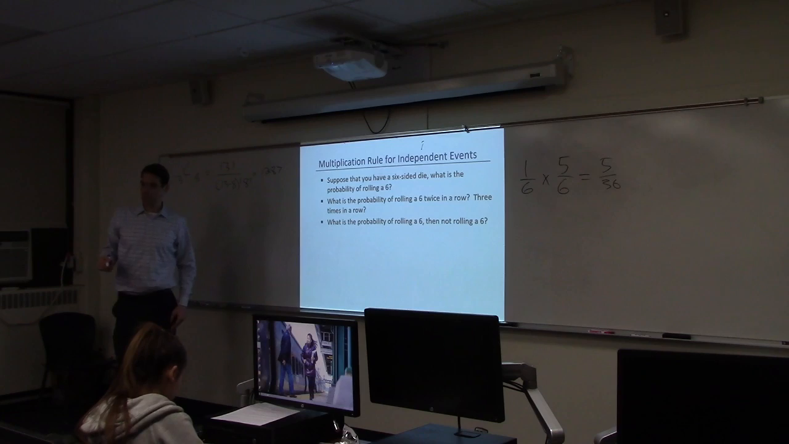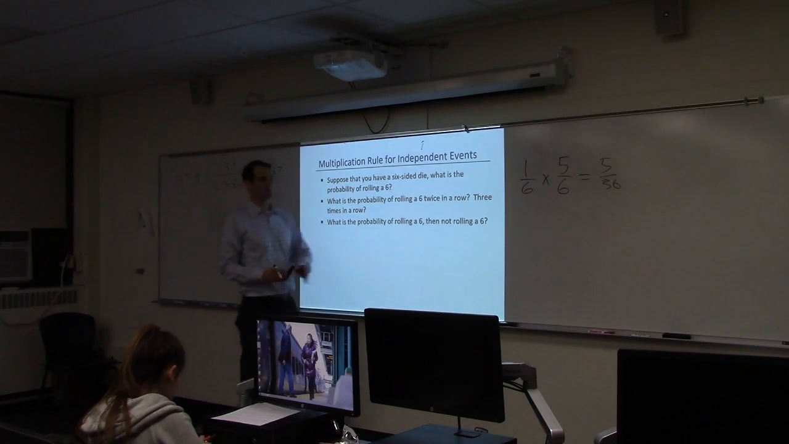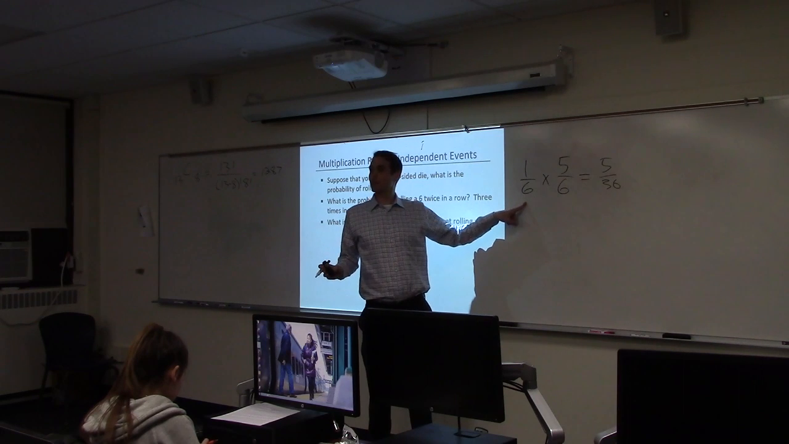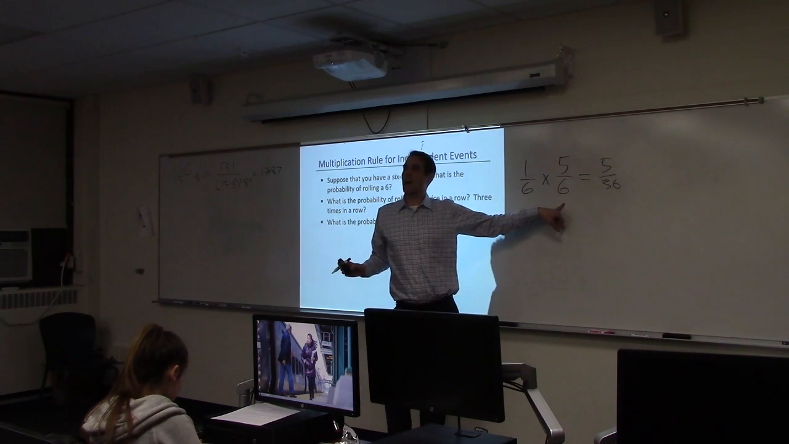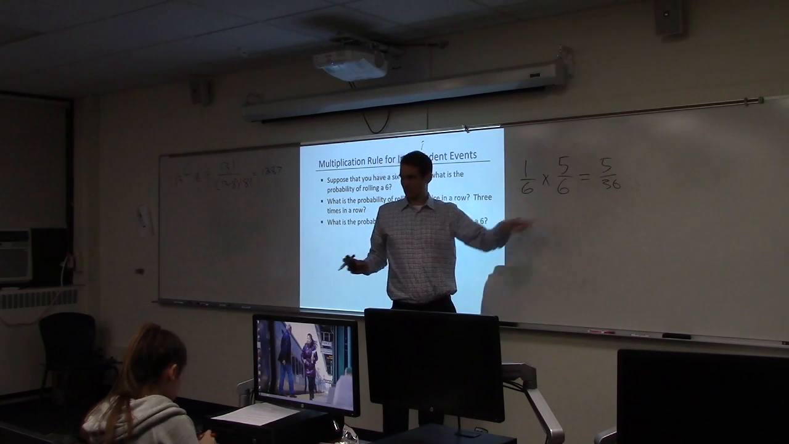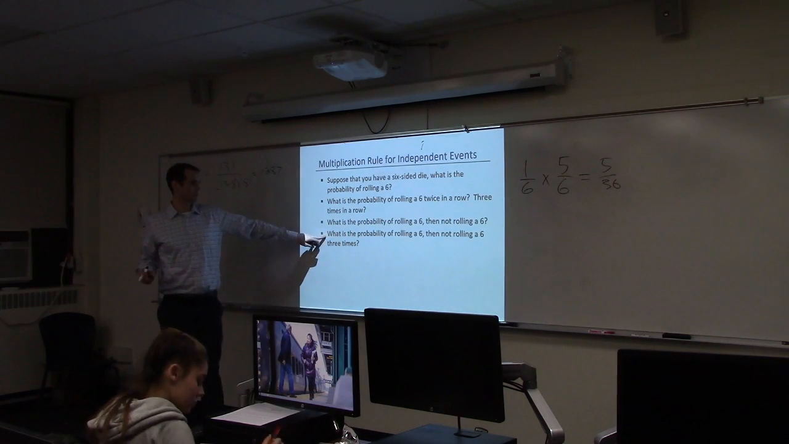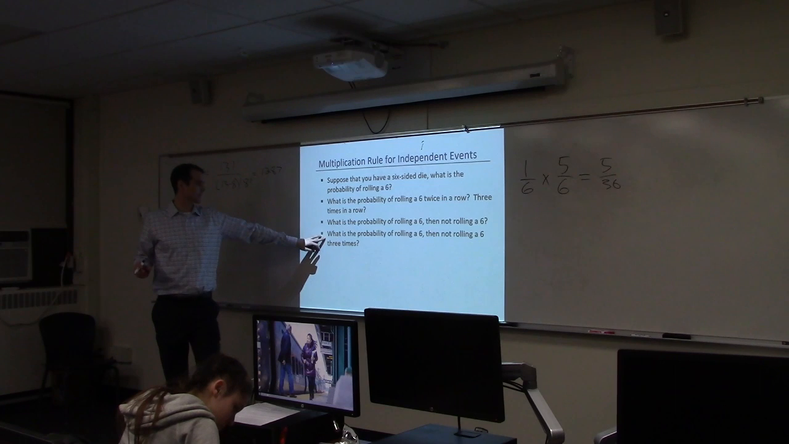Is everyone good there? This is key. This point is key to our next steps. Probability of rolling a 6, probability of not rolling a 6. All right. What is the probability of rolling a 6 and then not rolling a 6 3 times in a row?